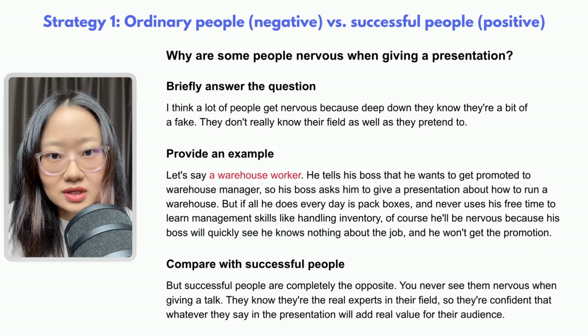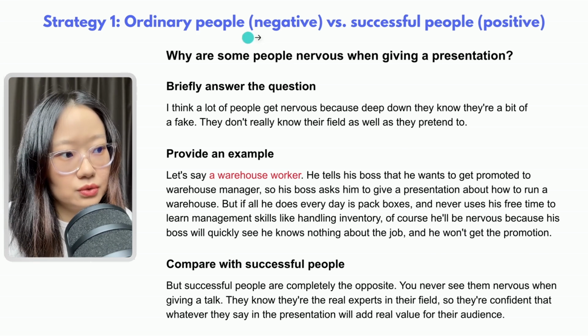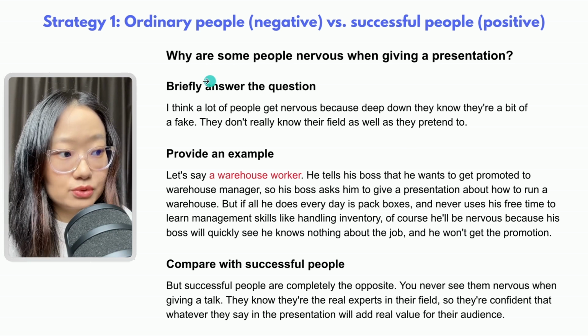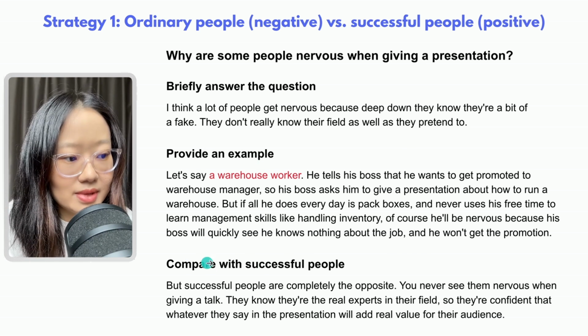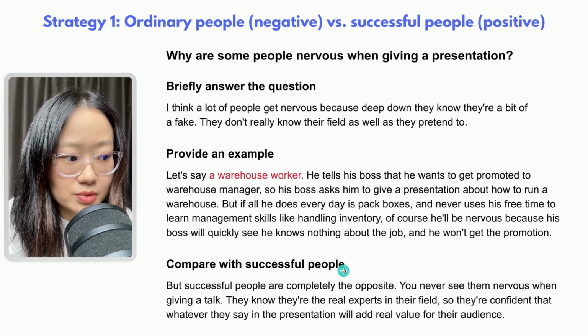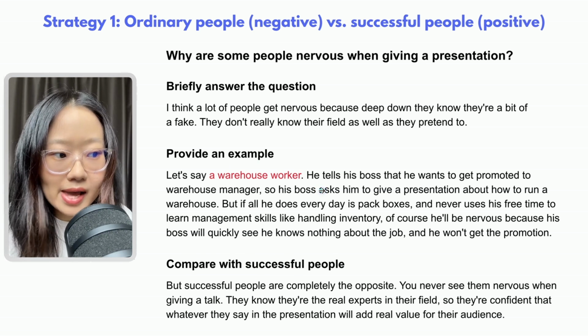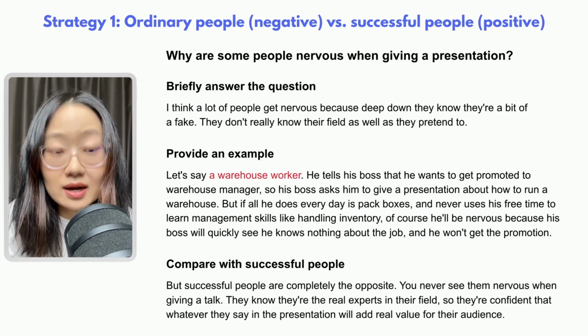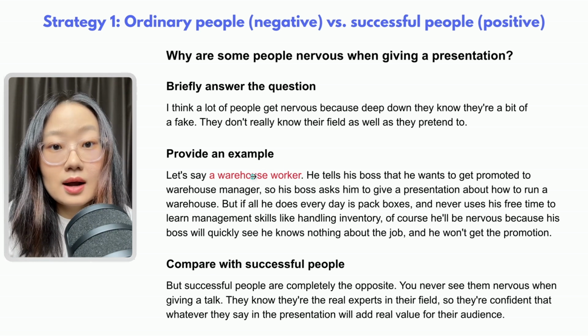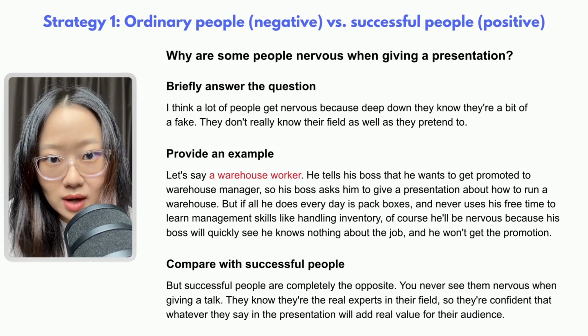The first 26 questions will all be answered using this strategy. First, briefly answer the question, then provide an example, and then make a comparison with successful people. You will notice that I use warehouse workers as an example quite often. You can easily replace them with doctors, tech workers, content creators, or whatever you want.